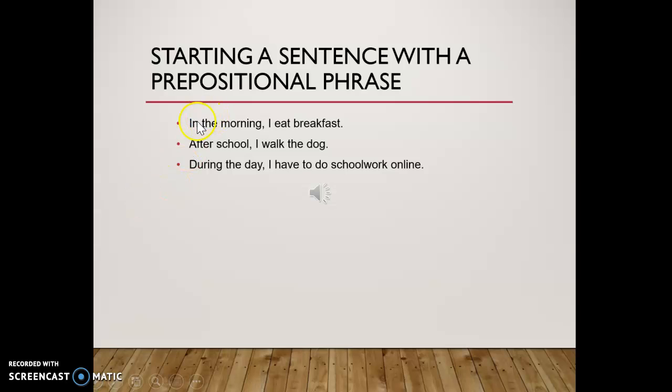So when you start with a prepositional phrase like in the morning, comma, I ate breakfast. After school, comma, I walked the dog. Prepositional phrases have a preposition right here, and then they have a noun, like morning, school, or day. Another example might be around the block. I rode my bike around the block. That's when you have a preposition at the end of a sentence, and it does not need a comma there, just when it starts a sentence.